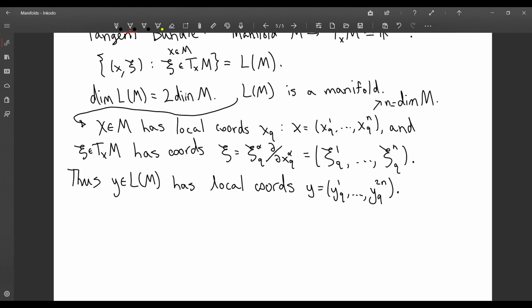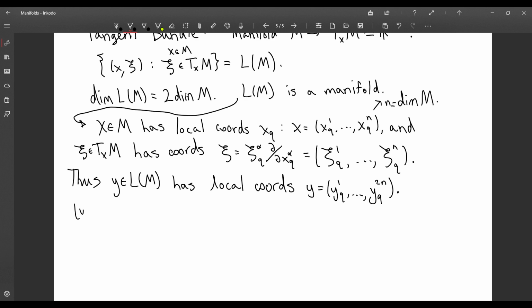And as far as transition functions go, that's another important condition for our manifold: we have to have transition functions between local coordinates. There are transition functions for the points of M, and the transition functions for the tangent space are just linear transformations given by the derivatives of the transition functions of the x.